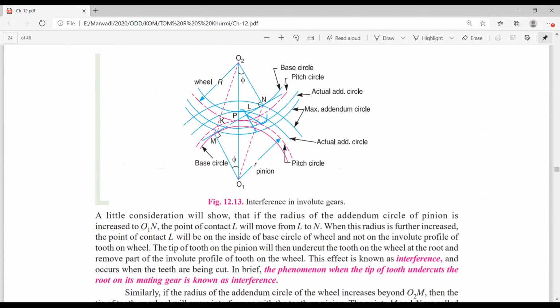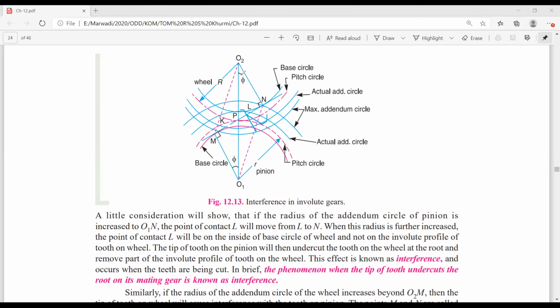See, here it is the MP. This is the MP. This is the phi, the angle phi. And O1 to P, that is equal to what? Small r. So can we say that MP is equal to r sin phi, as per the triangle rule?